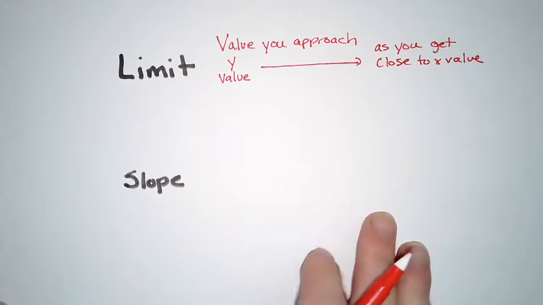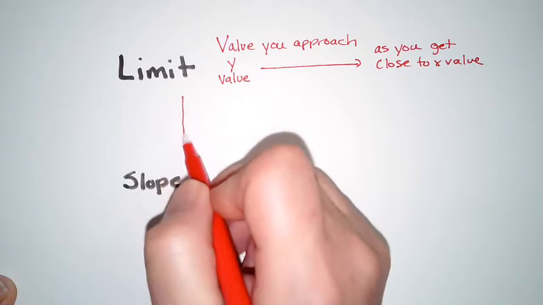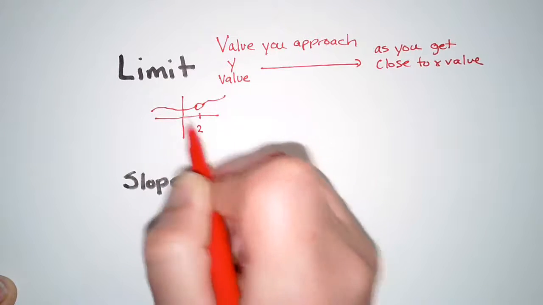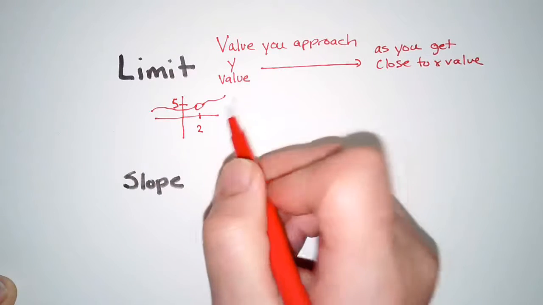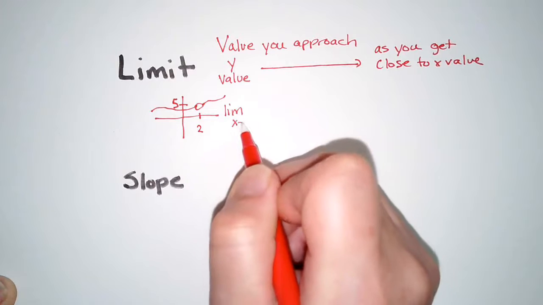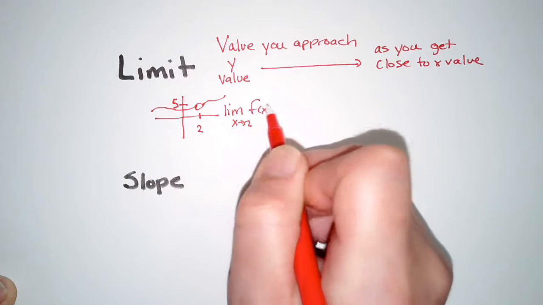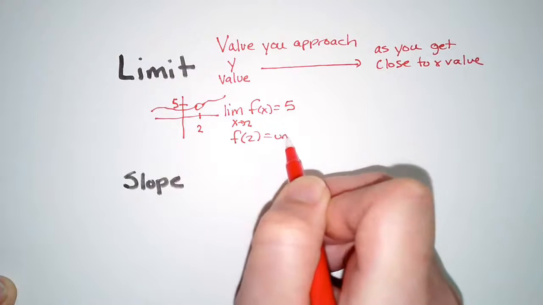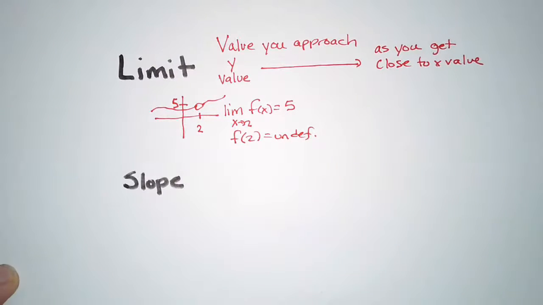And we've done this two ways so far. We've done it graphically, which is the easiest way. For this function, the limit as x approaches 2 of f of x, the height of the graph is 5, but the value at 2 is undefined. There's no actual value of the graph there, but the graph heads towards 5 as x approaches 2.